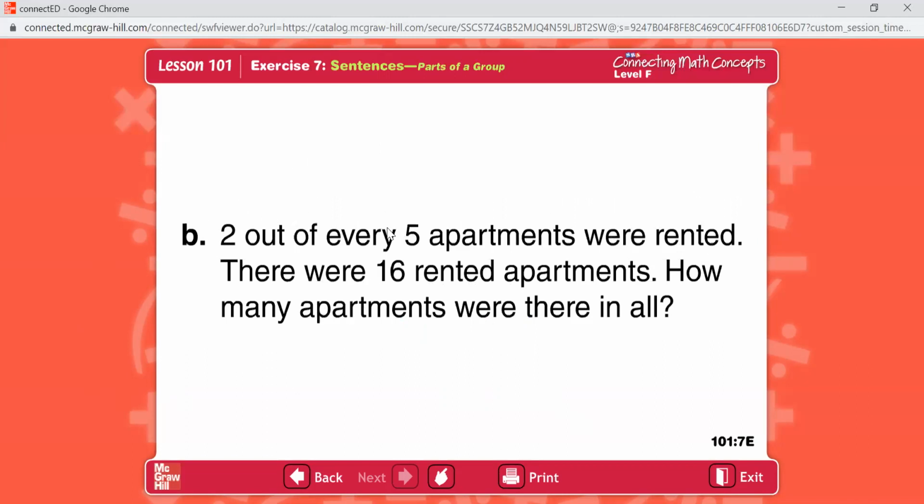2/5, 2 out of 5, A for apartments, equals for were, R for rented. Then you're going to use 16 to plug in for R. So your equation will be 2/5 A equals 16. You'll be solving for A. Pause the video now to work it. The answer you should get is 40 apartments.